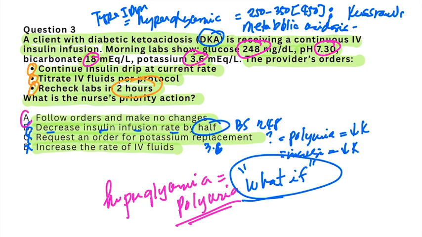Now, in this particular question, letter A is the correct answer because everything is already being taken care of. The provider is saying continue at the same rate, and then we're rechecking labs in 2 hours. So that would be a scenario where in the lab we're expecting that potassium is going to go down because the patient is peeing and the patient has insulin at this time.